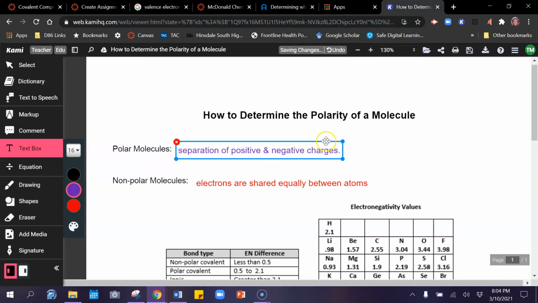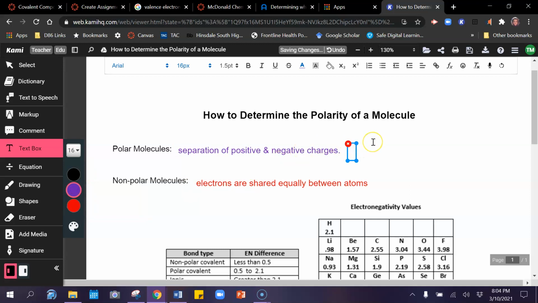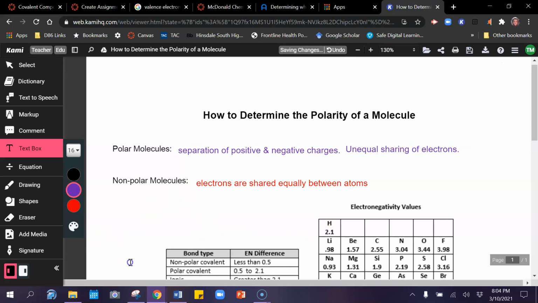And I think I just want to add here that there is an unequal sharing of electrons. So electrons in polar molecules are still being shared, but the electrons are going to spend more time around the more electronegative atom and less time around the less electronegative atom.